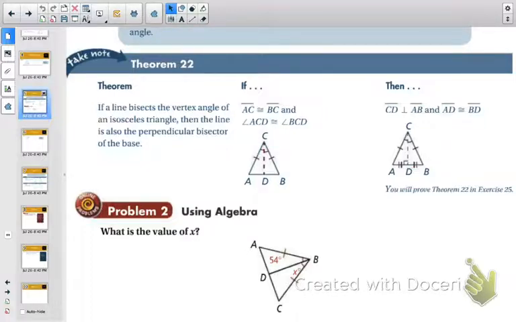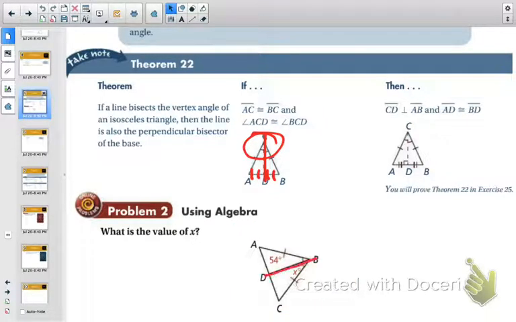So because we know that this line right here, CD, cuts our vertex angle C in half, that tells us that it should cut AB in half. So these two pieces are congruent. And then it also forms a right angle with the base. Okay, so that's why you get your right angle there. So using that information, we can figure out what the value of x is in this problem.